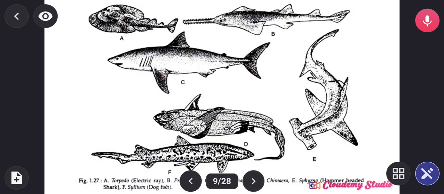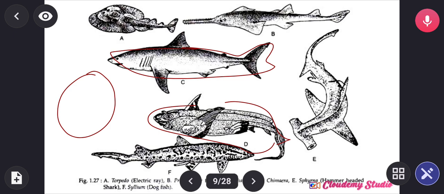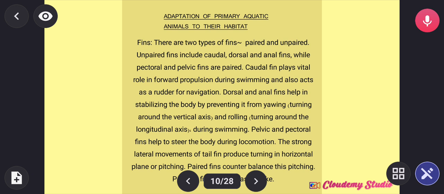This is also showing a streamlined body. Can you see the way the body looks? The body does not look spherical. It does not look like a circle. It does not look like a sphere. So it is very easy for them to move inside the water due to their body contour.